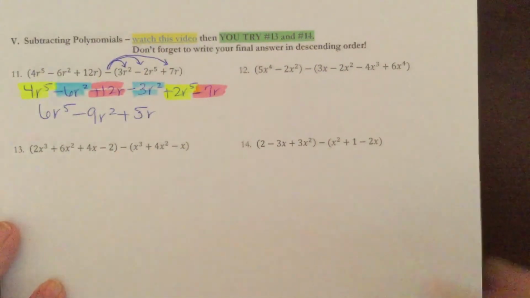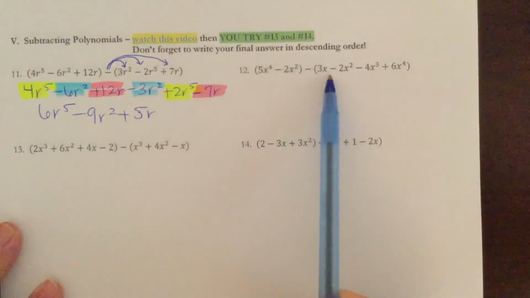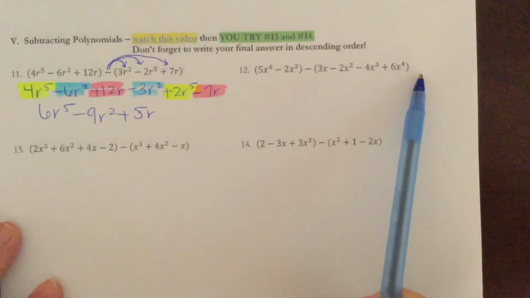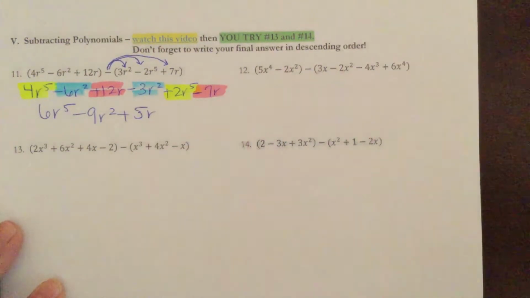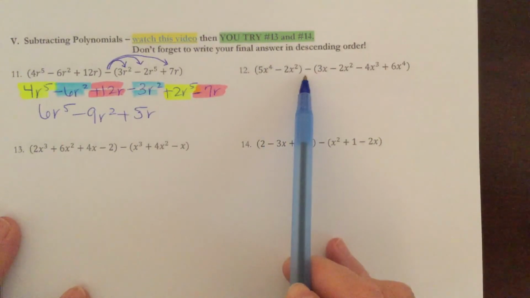Question number 12 works the same way. We want to take this binomial and subtract that polynomial. We need to make sure that the 4 terms of this polynomial get subtracted from the 2 terms of this binomial. To do that, we need to make sure that we distribute the subtraction sign.